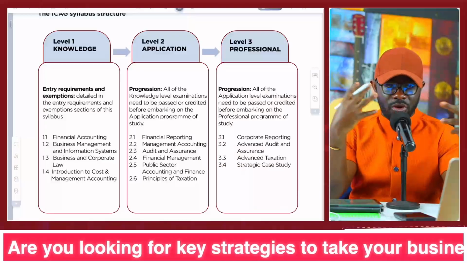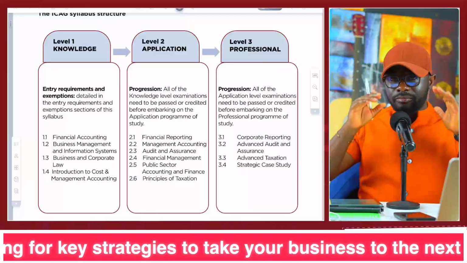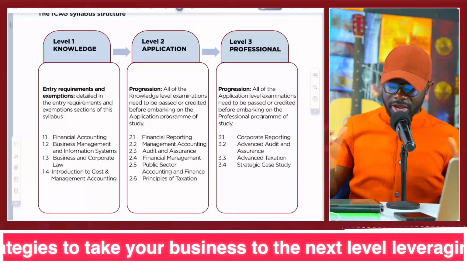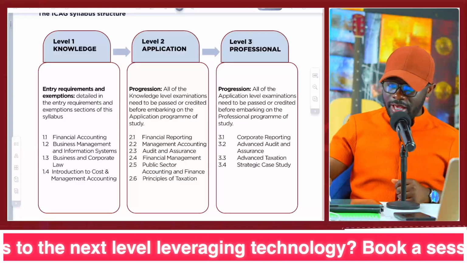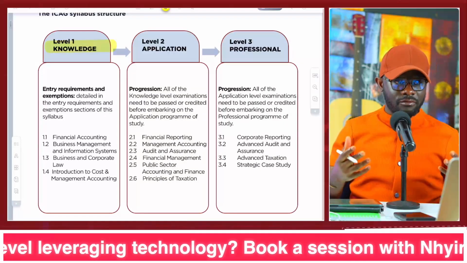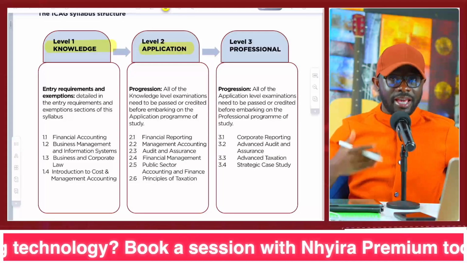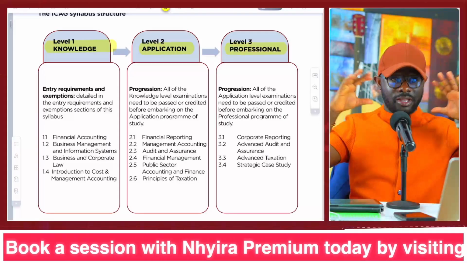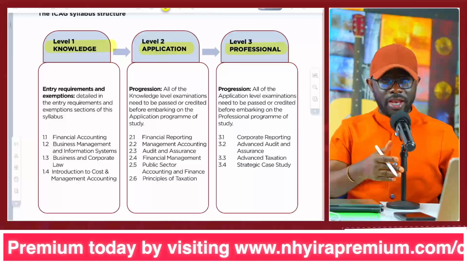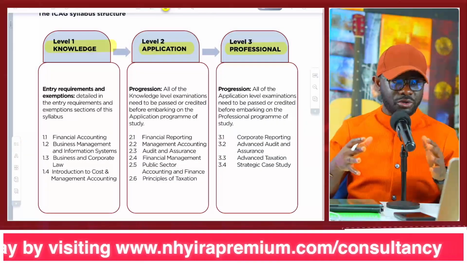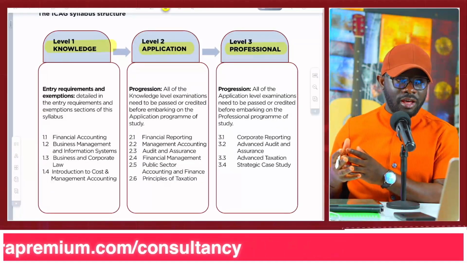So let me take this quickly as we go ahead again. Now, the subjects are spread across all three levels that we need to understand. Level 1 is the knowledge level. Level 2 is the application level. Level 3 is the professional level. In all, there are 14 papers: 4 in level 1, 6 in level 2, and then 4 in level 3.